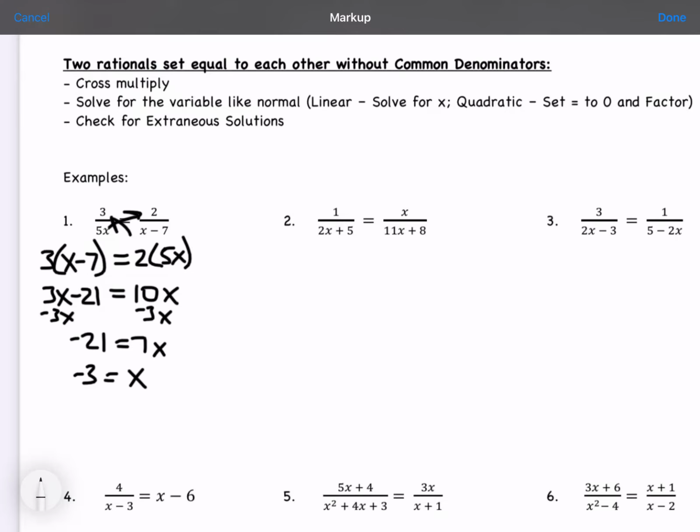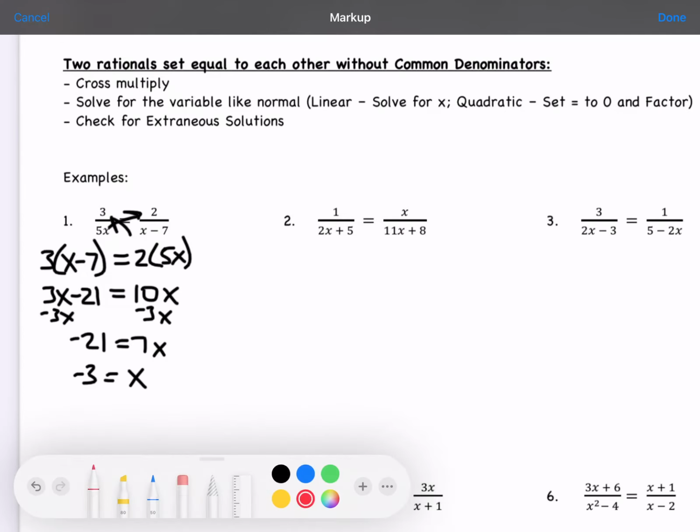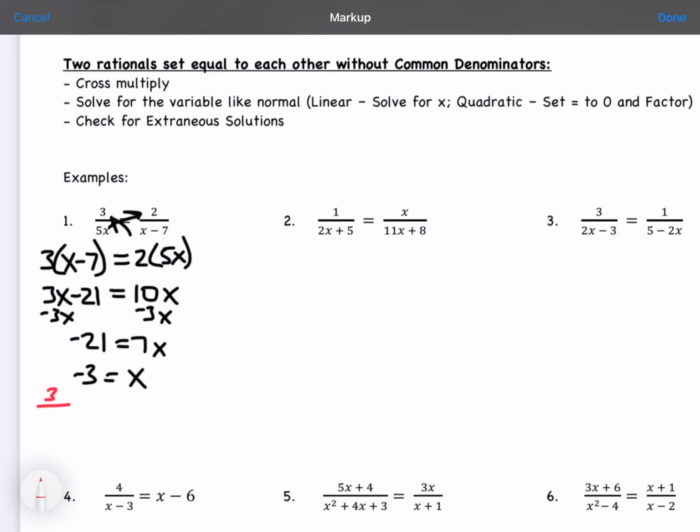If we plug in negative 3, when we're doing our check, we would get 3 over 5 times negative 3 equals 2 over negative 3 minus 7. So you end up getting negative 1/5, 1/5. What we're really looking for is to make sure we don't have a 0 in the denominator. So that means this x equals negative 3 works.